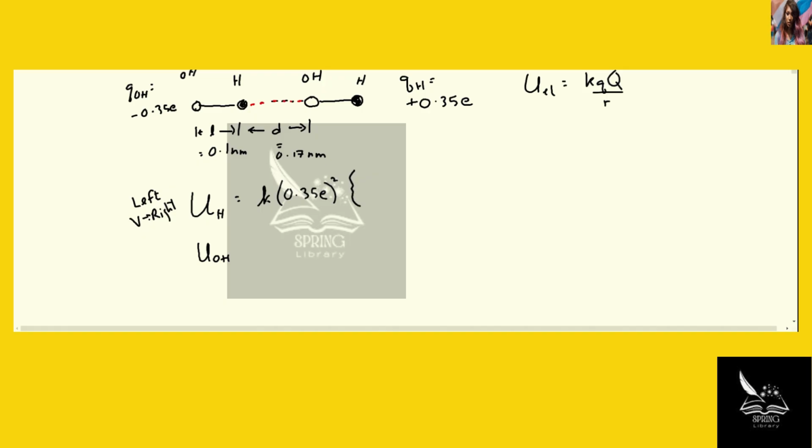And then the hydrogen is interacting with the OH, which is negative, at a distance of what I've labeled as D. And it's interacting with the other hydrogen, which is a positive charge, at a distance of D plus L. Again, I have those distances labeled. D is the length of the hydrogen bond, and the L is the length of the bond within the dipole itself.